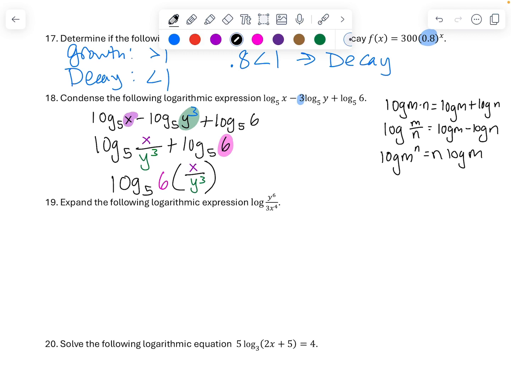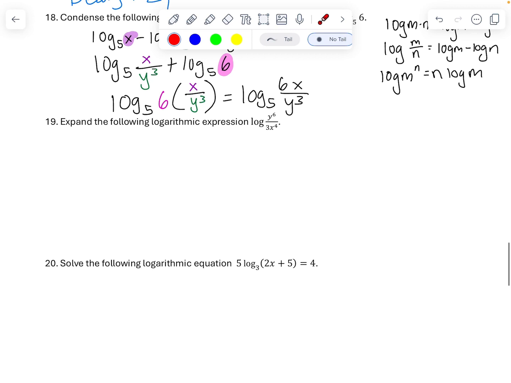If you want to simplify this just a little bit, you could simplify it to log base 5 of 6x over y cubed, because when I multiply this guy in, I'm only going to multiply it by the x, not by the y. Okay, so that's that. So now let's go backwards.